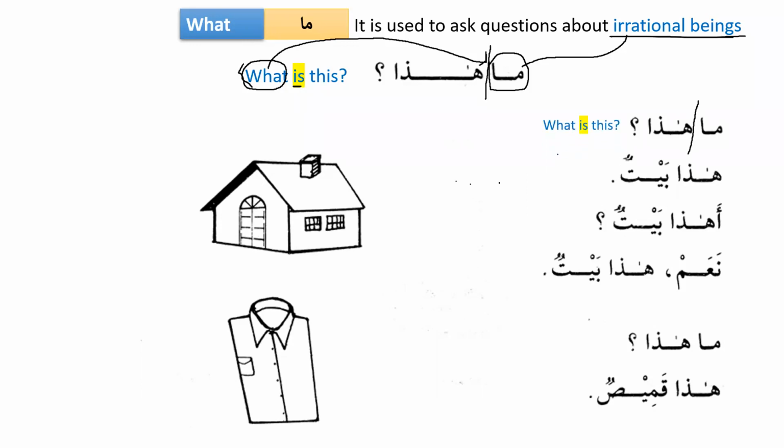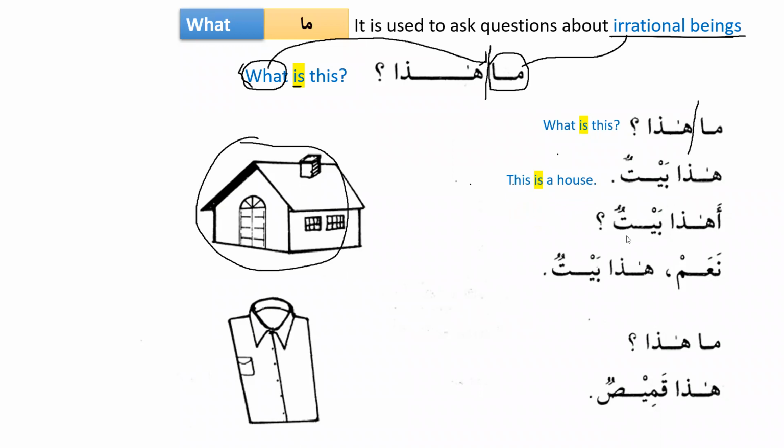Okay, so the answer is hādhā baytun. Can we answer with yes or no? Of course not. We cannot answer yes or no, because it is a detailed question and an information question, so we have to give the complete answer. So what is this? As we can see over here, hādhā baytun. This is a house.